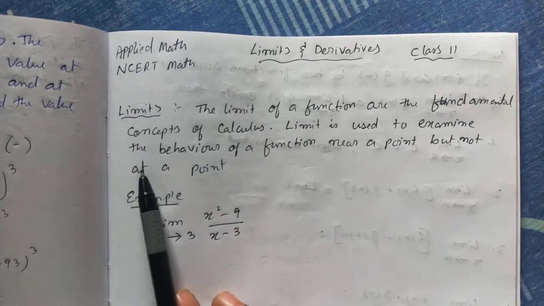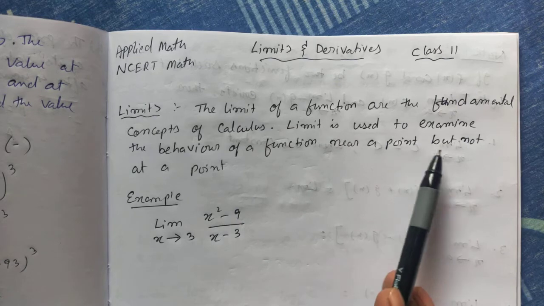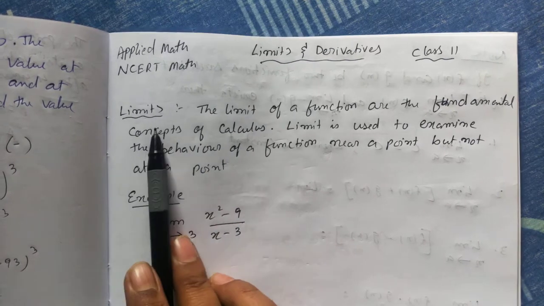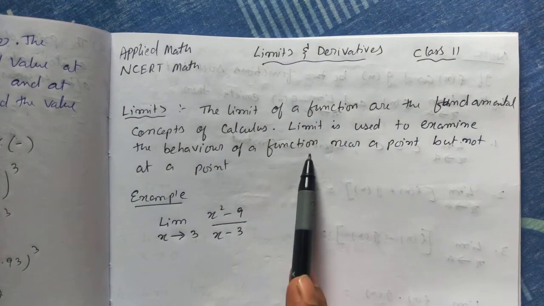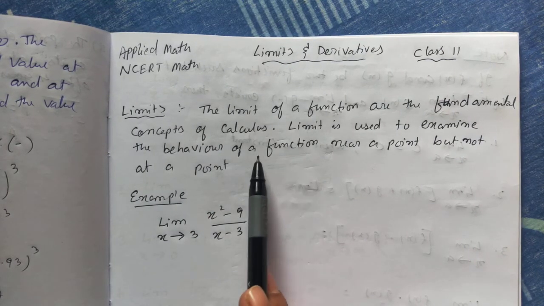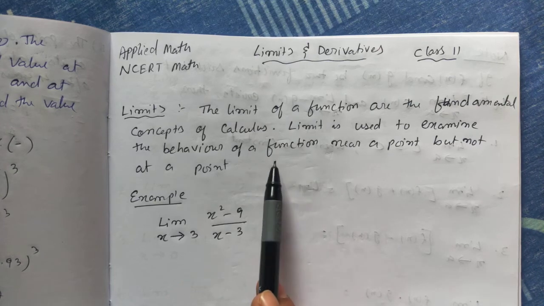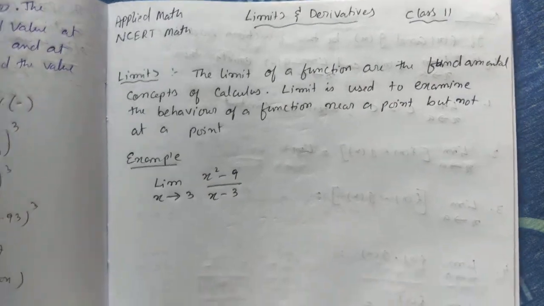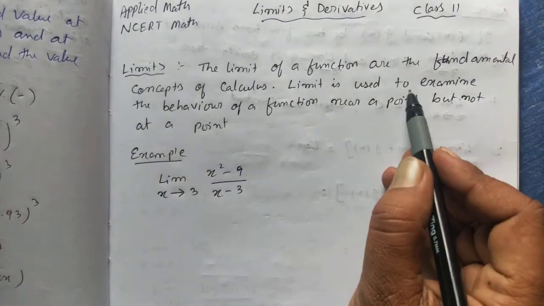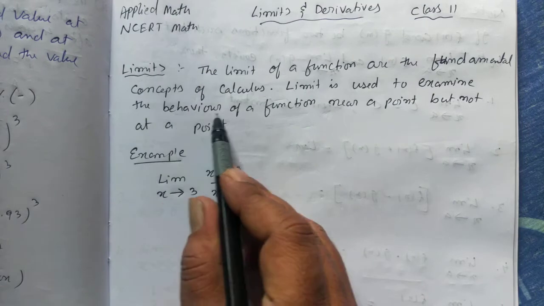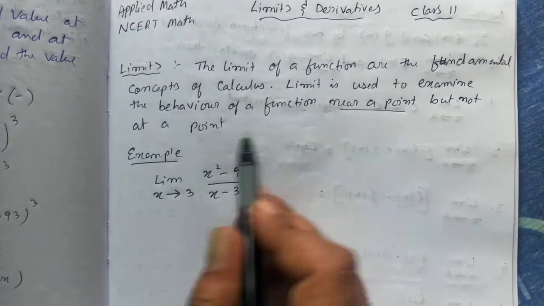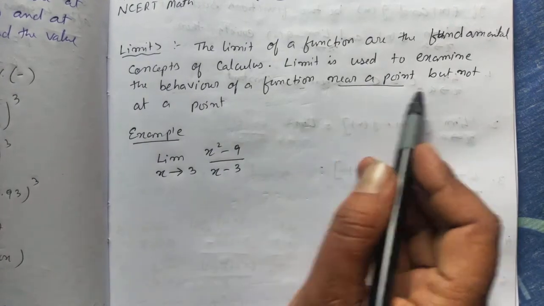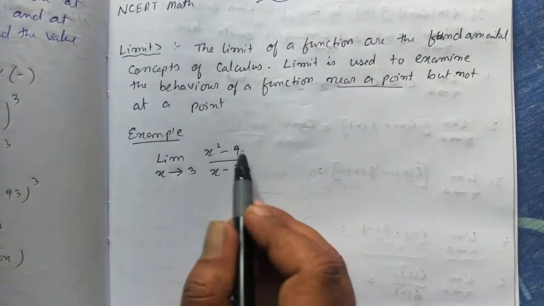Limit is used to examine the behavior of a function near a point but not at that point. So limits are applicable only to functions. We have different kinds of functions: polynomial functions, trigonometric functions, exponential functions. When we do the sums, you'll come to understand the meaning of this. So limit is used to examine the behavior of a function near the point but not exactly on the point. Now let us give an example to understand this statement, how they study the behavior.